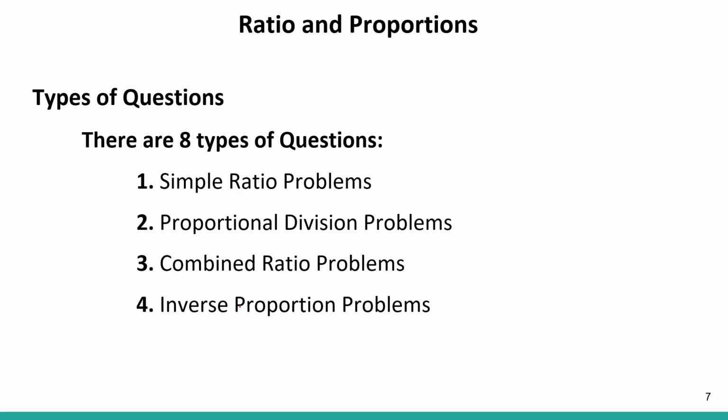So let's see the type of questions. So there are basically 8 types of questions. One is simple ratio problems, second is proportional division problems, third is combined ratio problems, and fourth is inverse proportion problems. In the previous lecture we covered simple ratio problems, proportional division problems, combined ratio problems, and also inverse proportion problems. Okay, and these were very easy topics to master. We have already covered an example on each type. So let's see the remaining ones.